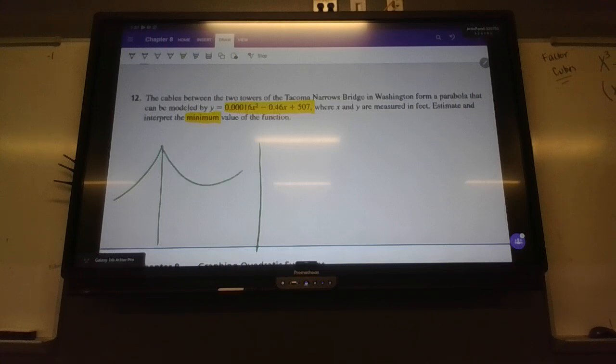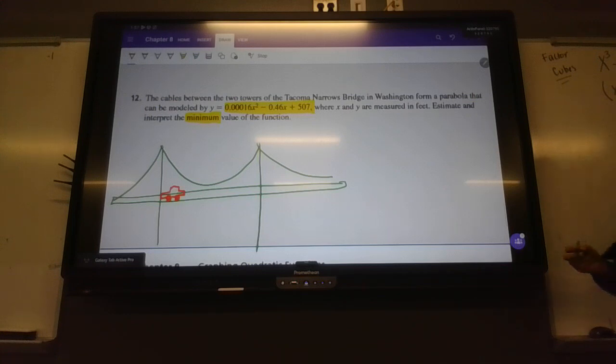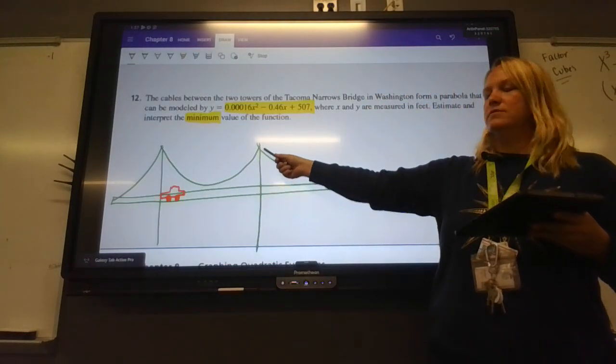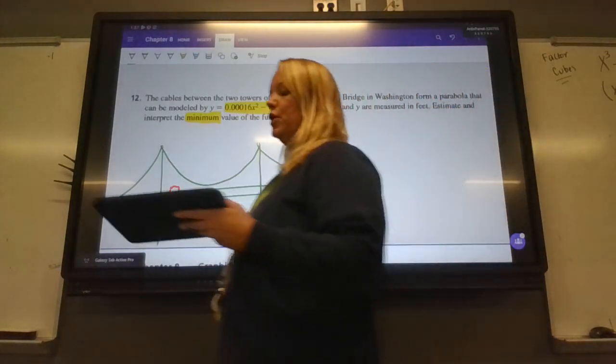And then here's the road here. Got a good road going here. I'm gonna ruin it with an ugly old truck. This is the bridge. We're actually looking at this cable that's holding up the road.